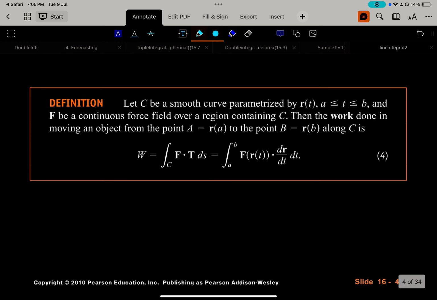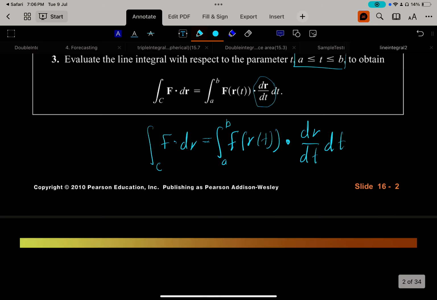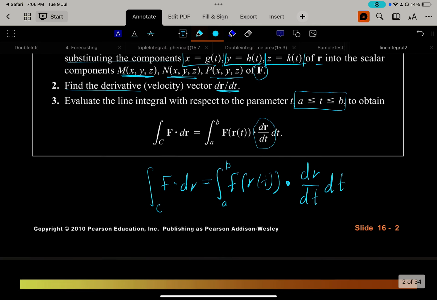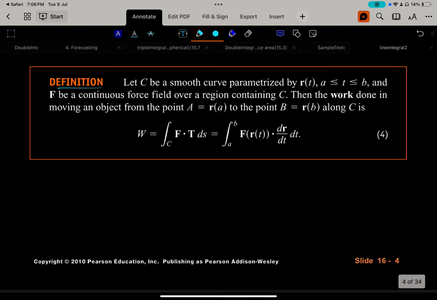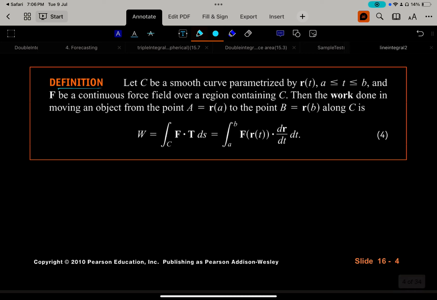Now, let's take this definition. We have a lot of definitions now, and we're going to go over examples after we go through these definitions since they are important. So we're going to define the line integral, and we're going to define the work, the flow, and the flux. And we're going to take a lot of examples. Don't worry about that. So let C be a smooth curve parameterized by r of t, where t is bigger than or equal to a and smaller than or equal to b, and let F be a continuous force field over a region containing C.